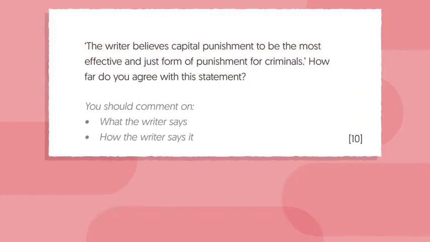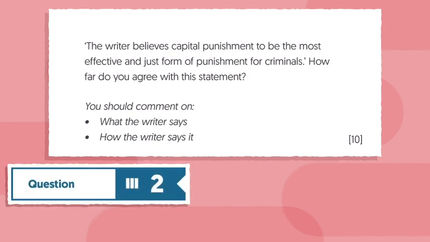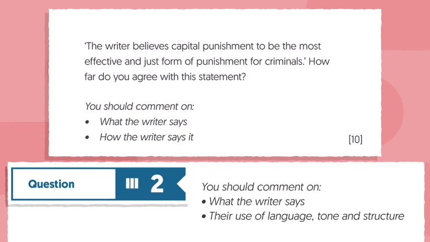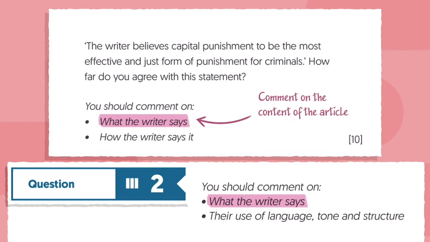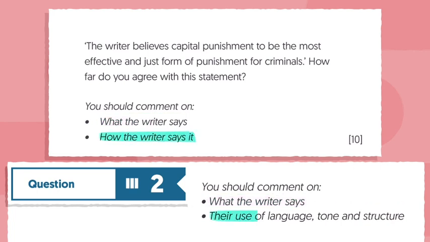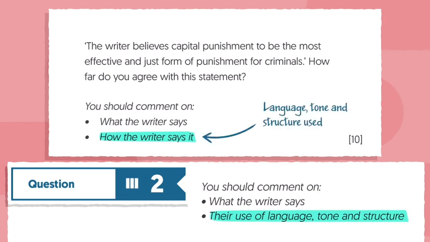Following the statement in question, you'll also be given direction through the accompanying bullet points. They'll tell you that you should comment on what the writer says and how they say it. You'll recognise these bullet points from the earlier how question, question 2 on this paper. In that question, you were advised to comment on what the writer says and their use of language, tone, and structure. As you can see, the first bullet point is exactly the same here. You're commenting on the content of the article, what is being said. It's the second bullet point that appears to be different, but it actually means the same thing. How the writer says it is about the language, tone, and structure used to portray the writer's ideas.